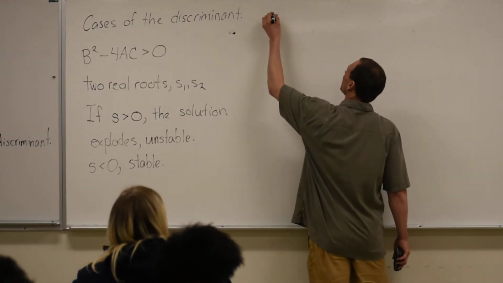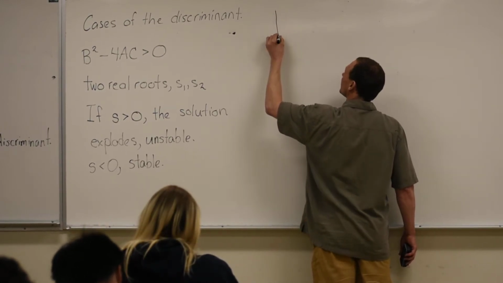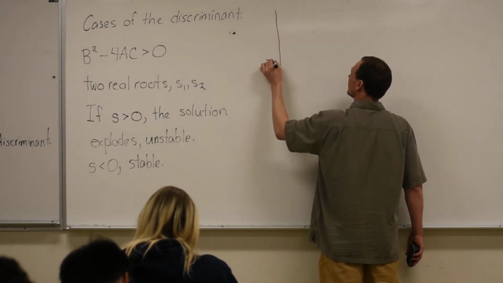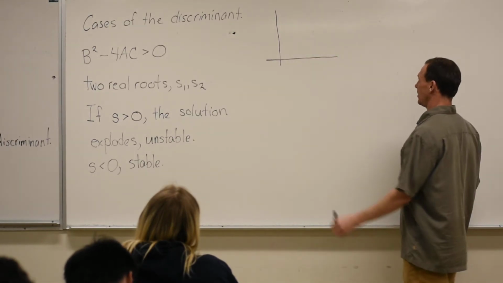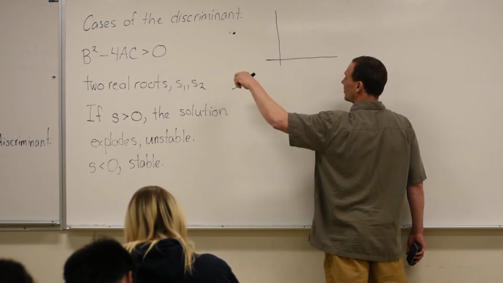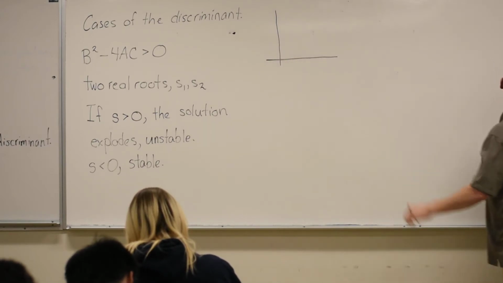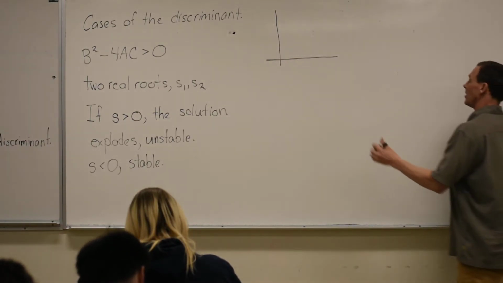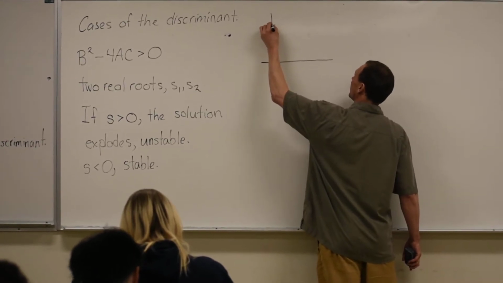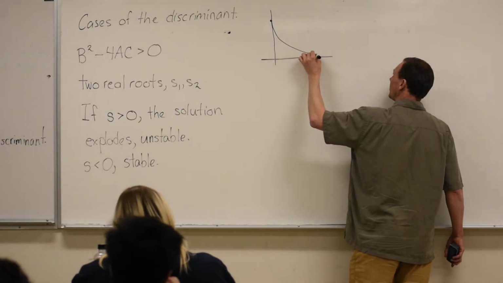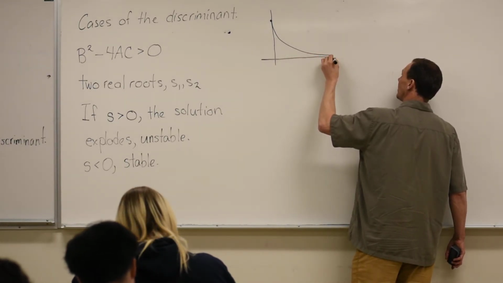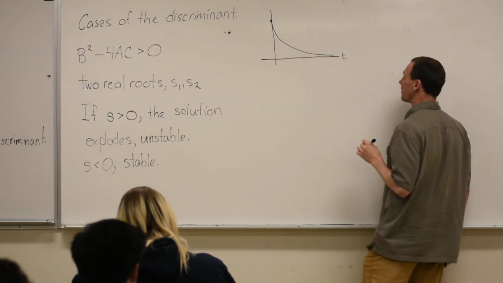I'm going to put a graph here. Stable solution. The unstable solutions aren't even worth graphing. Depending on your initial conditions, it's going to start at some point up here, and then if those are both negatives, it's just going to decay. Does not take very long.